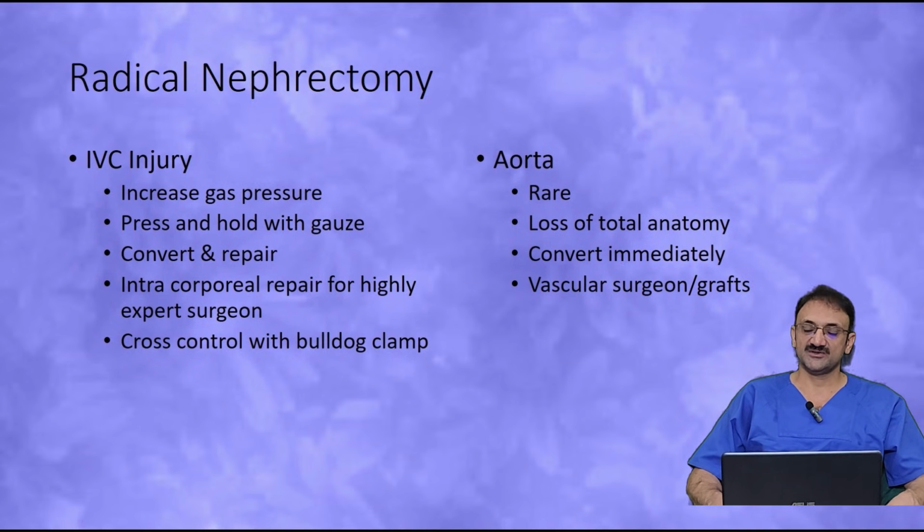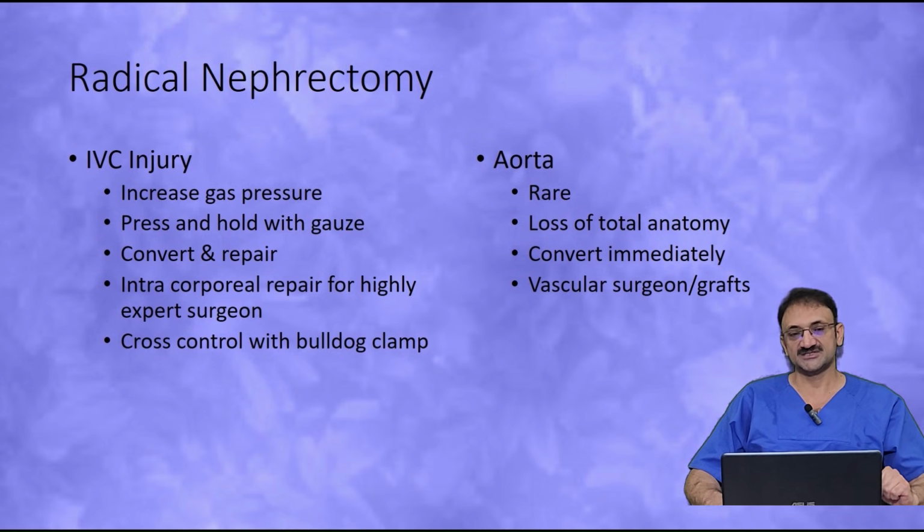Coming to the injury of the inferior vena cava, of course it is a venous structure, so you need to increase the gas pressure from 12 to 16 to 18 or even 20, and you can press and hold the injured site and temporize the bleed, and then you can decide whether you want to repair it or you want to convert it. Of course, you have to place more ports in order to be ergonomically possible for you to repair and apply the sutures.